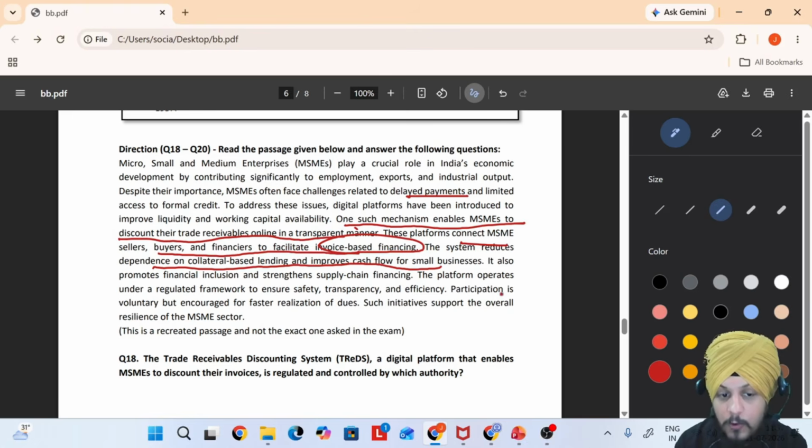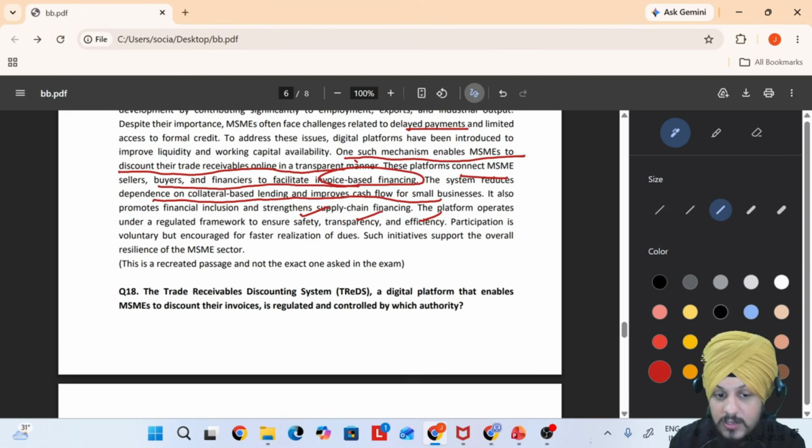The platform operates under a regulated framework to ensure safety, transparency, and efficiency. Now, what this platform is, right? This is what this question asks. The question says that TReDS is a digital platform, where such a mechanism is provided so that MSMEs can go for invoice-based financing. They can sell their invoices and in return avail finance from the financiers as a part of the TReDS platform.